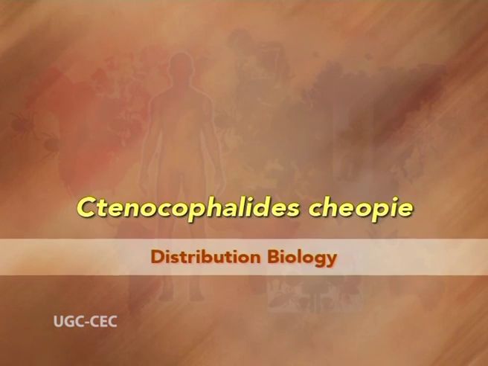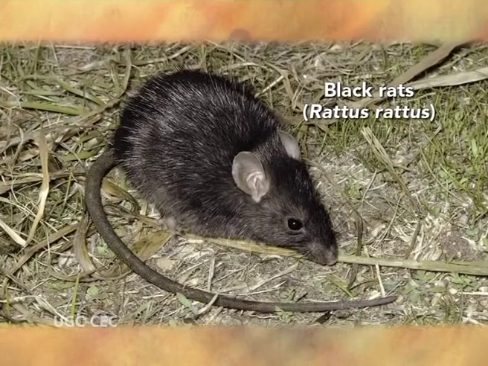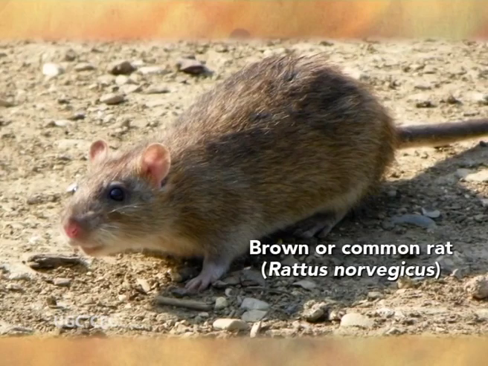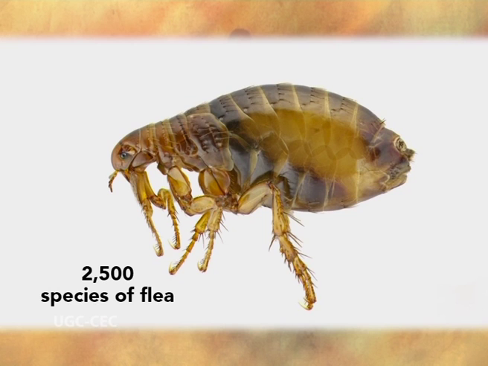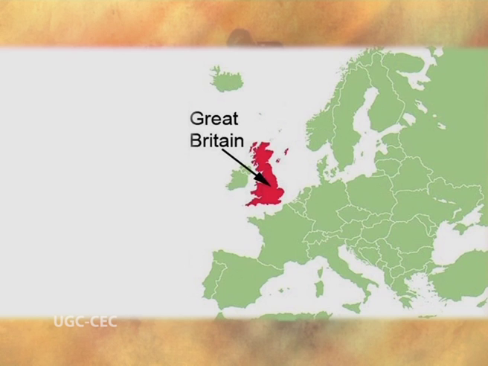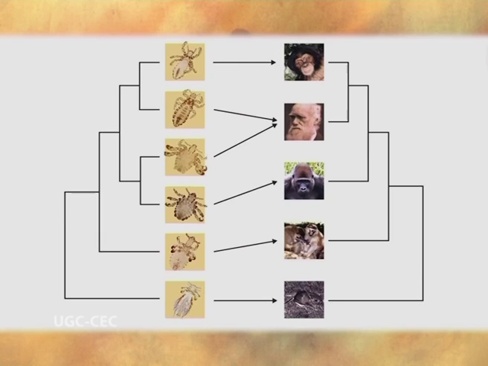Distribution biology. It has been carried around the world by ships, black rats, Rattus rattus, and now has a cosmopolitan distribution. It is frequently also found on the brown or common rat, Rattus norvegicus. There are approximately 2,500 species of flea worldwide, of which 62 are found in Great Britain. 95% of flea species are parasites of mammals. The remainder are bird parasites.